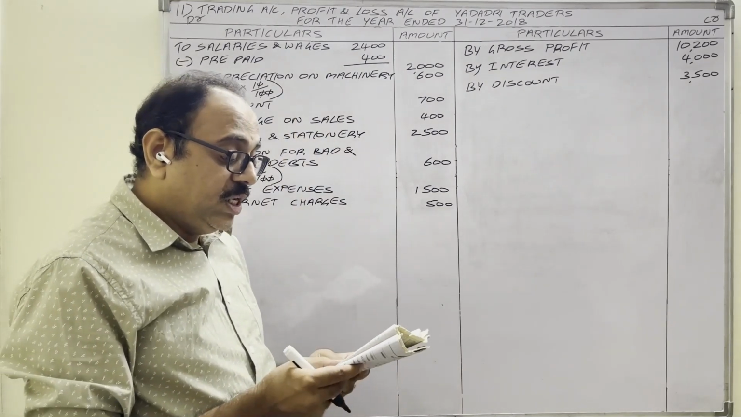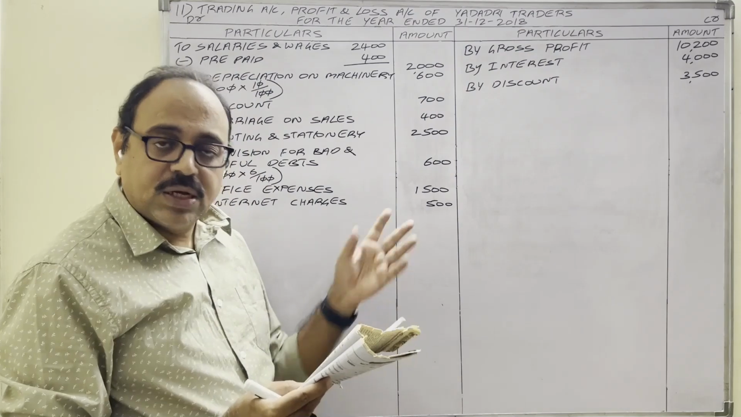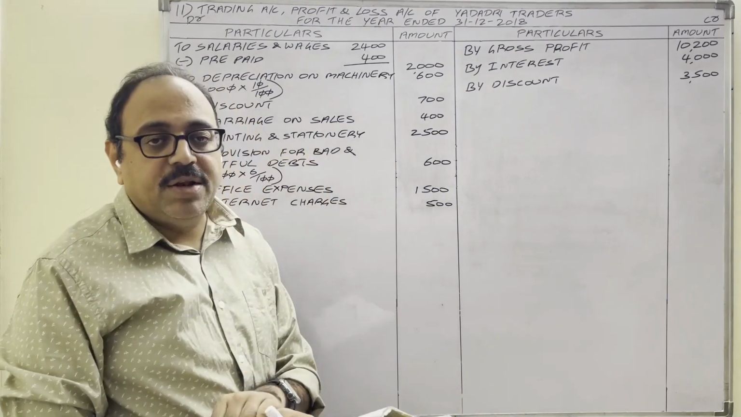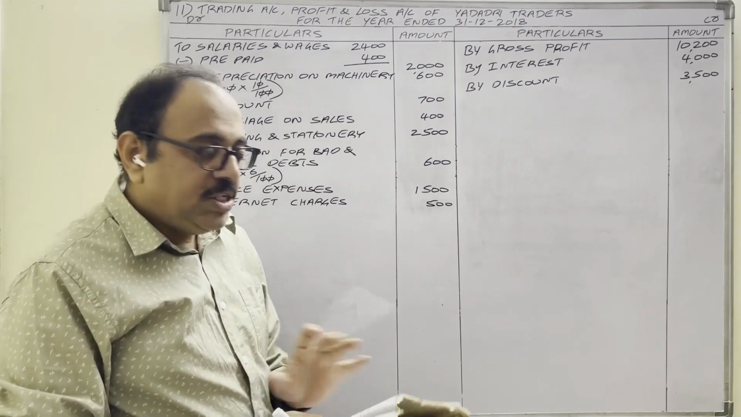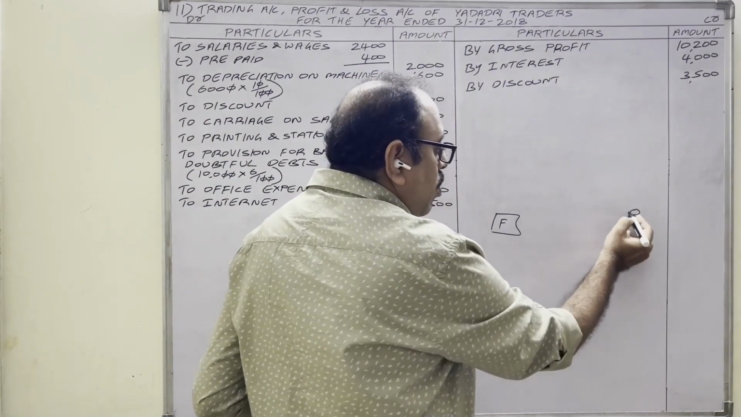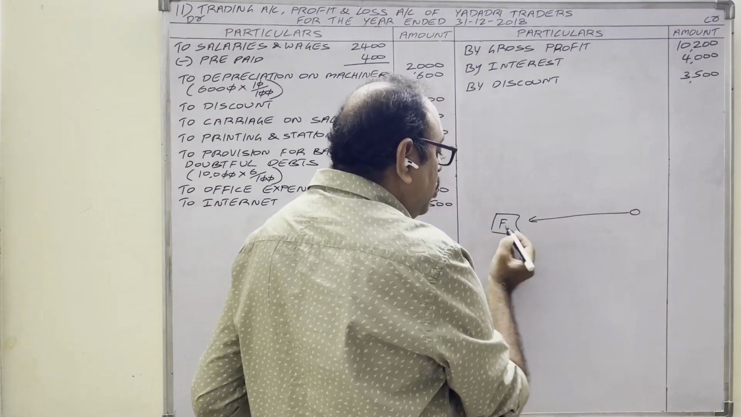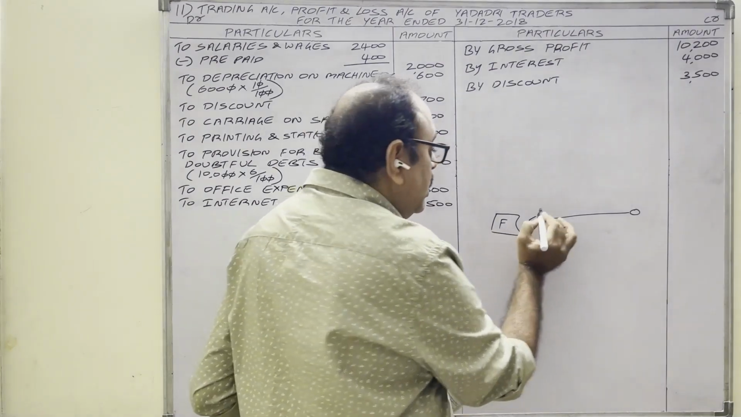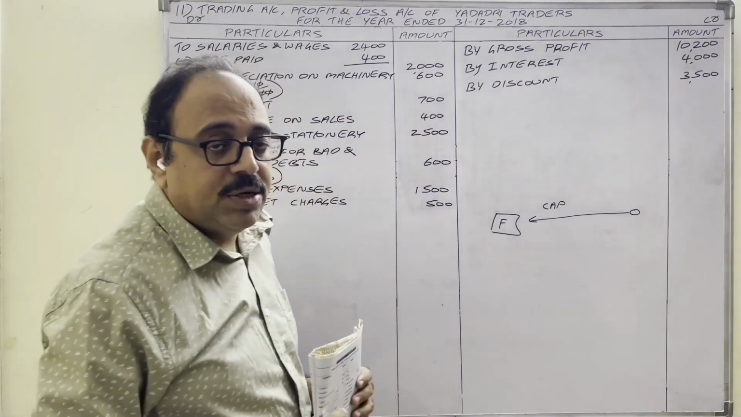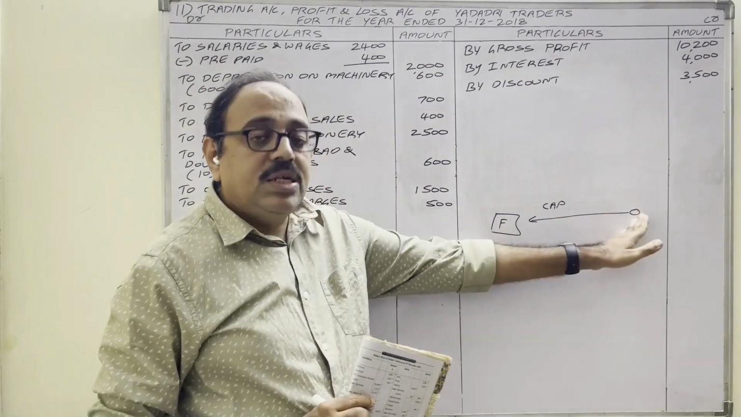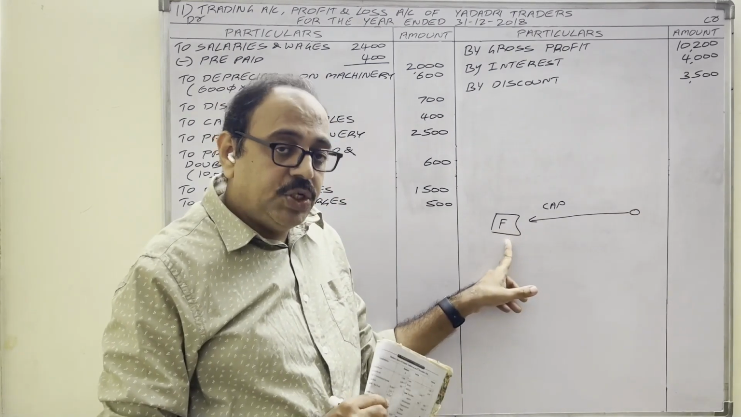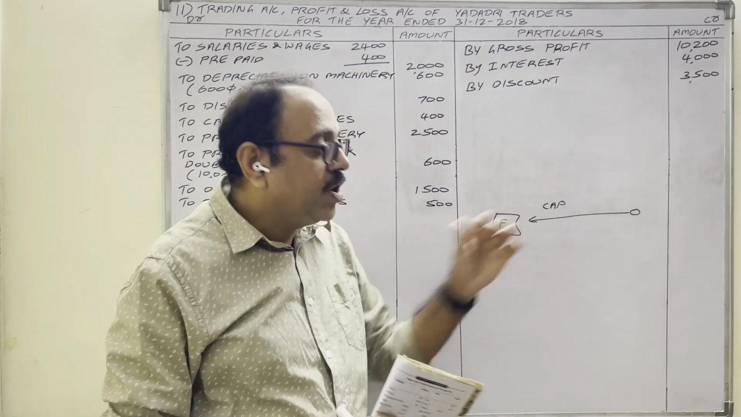Create provision 6% on debtors, completed. Depreciation on machinery, completed. Interest on capital. See, capital means what? This is our firm. Owner. Owner is bringing money into the business to start the business. This is known as capital. So as per business entity concept, firm is separate, owner is separate.